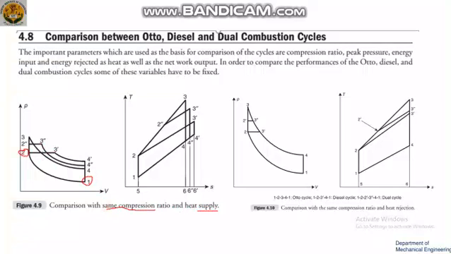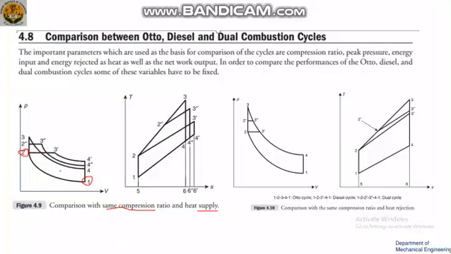1 2 3 4 is Otto cycle. 1 2 3 dash 4 dash is diesel cycle. 1 2 2 double dash 3 double dash 4 double dash is dual cycle. Okay, for the same compression ratio, and the heat supplied is the same for all the three cycles. So we'll keep the compression ratio and heat supply constant, and remaining things are left free.